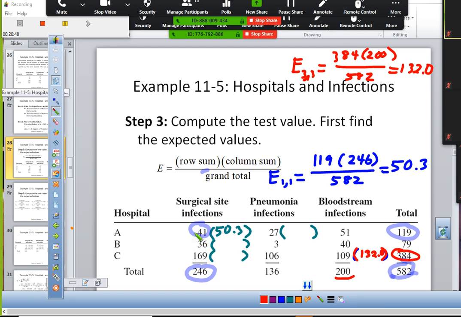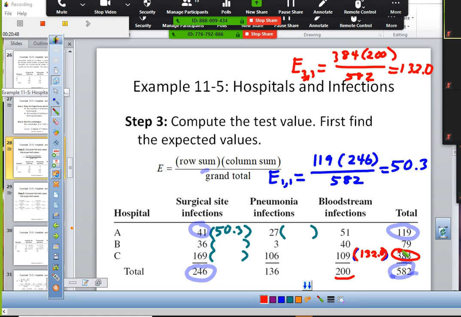So 41, my first one, I'm going to find its row total over here, 119, and its column total. It's in column 1, so the column total is 246. So 119 times 246 divided by the grand total, 582. I'm going to get 50.03. So that's its expected value. I got 41. I expected to get 50.03.